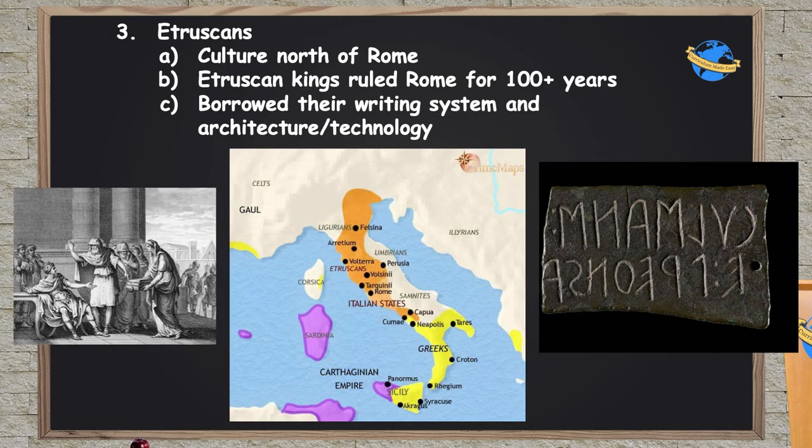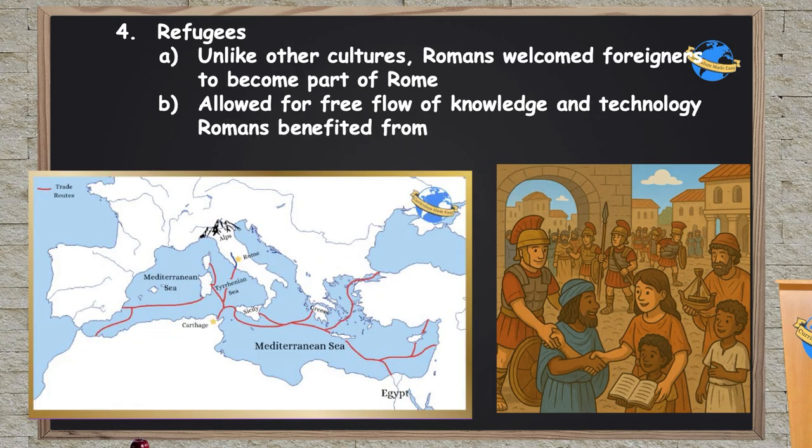The third group were the Etruscans, who were a different civilization living north of Rome. So Rome's right here, and this dark orange area is the Etruscan area. They ruled over Rome for over 100 years as the kings of the Romans. They were a separate civilization that ruled over the Romans, and the Romans really did not like this. But still, they learned from their oppressors, adopting their writing system and then modifying it, as well as their architecture, technology, and a lot of their culture just gets absorbed into Roman culture once they gain independence.